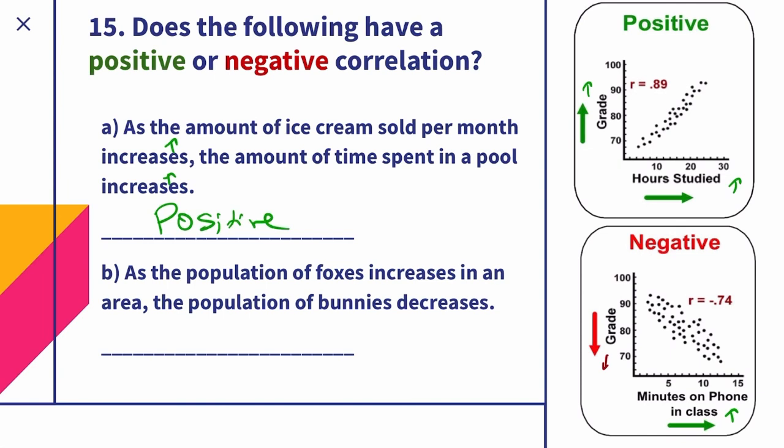Look at our last one. As the population of foxes increases in an area, the population of bunnies decreases. Positive or negative correlation? Different directions, negative correlation. It's a sad one, but I guess this happens in the world of bunnies and foxes.